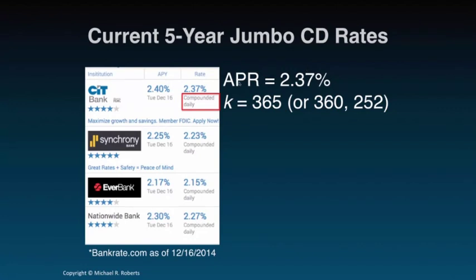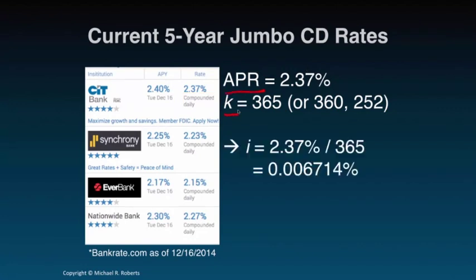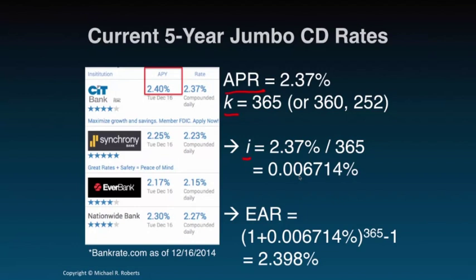So these two pieces of information, the APR and K, allow me to compute the periodic rate, I, which is 0.006741%. Now that's a tiny number, but we're computing interest every single day here. Which means the effective annual rate, which equals 1 plus I to the K, or which in this case is 1 plus 0.006741% raised to the 365th power, gets me to just under 2.4%. So when we round the 2.398, we get about 2.4%.